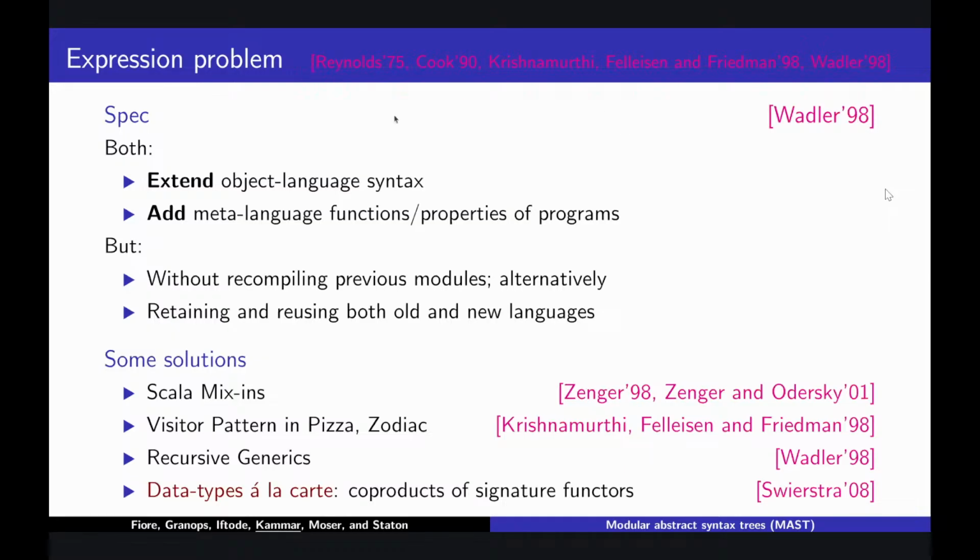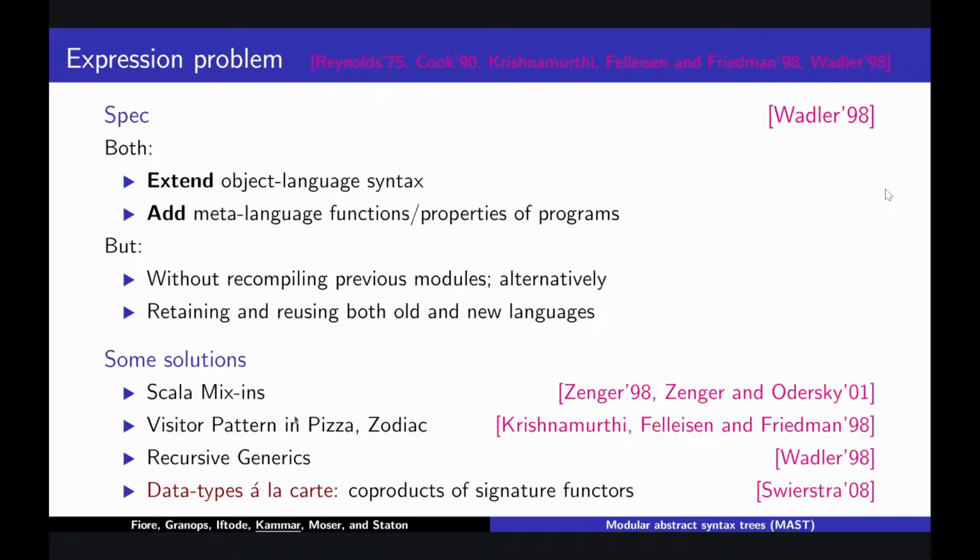a language and you want to extend it with additional constructs, so add some syntax to the language, and then add functions or properties of that extra syntax. Think about an interpreter: you want to interpret the extra syntax. But you don't want to recompile your previous modules, or in the setting of today, you want to keep both languages around. I can't just go and modify the code. I need to somehow keep all my different modules together and combine them.